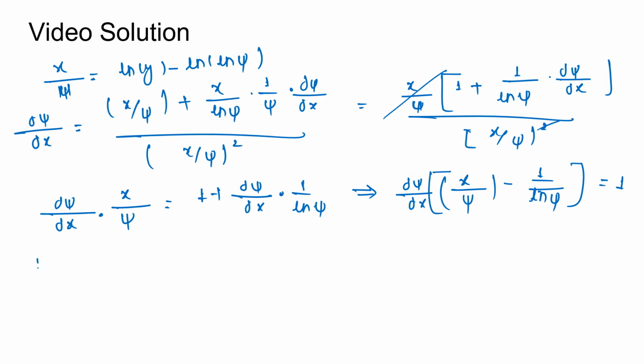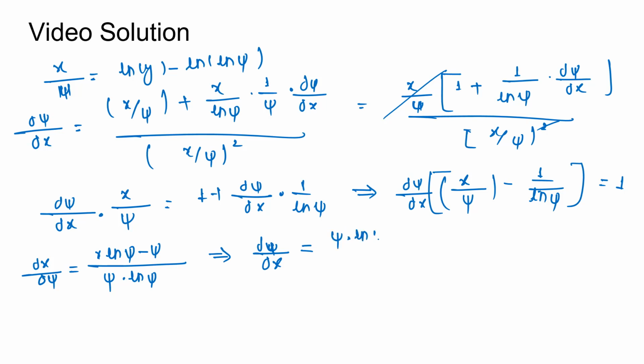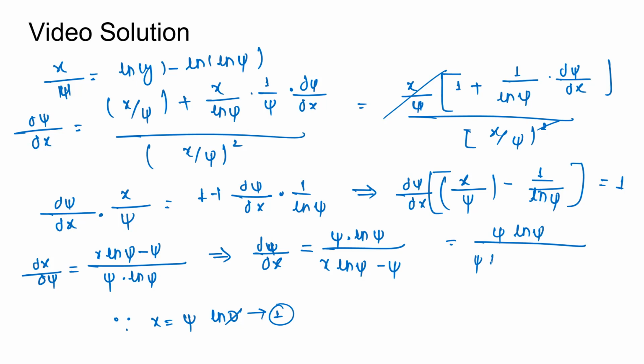Now if we solve this, we will get del x by del psi equals x into ln psi minus psi divided by psi into ln psi. Now we will get del psi by del x equals psi into ln psi divided by x into ln psi minus psi. Now using the first equation, which was x equal to psi ln phi, using equation number 1, we can replace the x by psi ln phi. So this will become psi ln psi divided by psi into ln phi into ln psi minus psi.